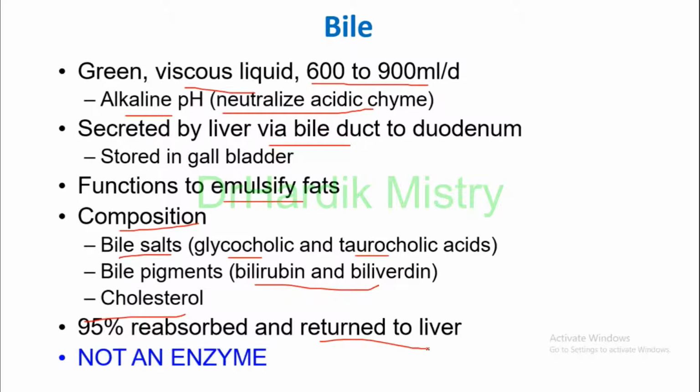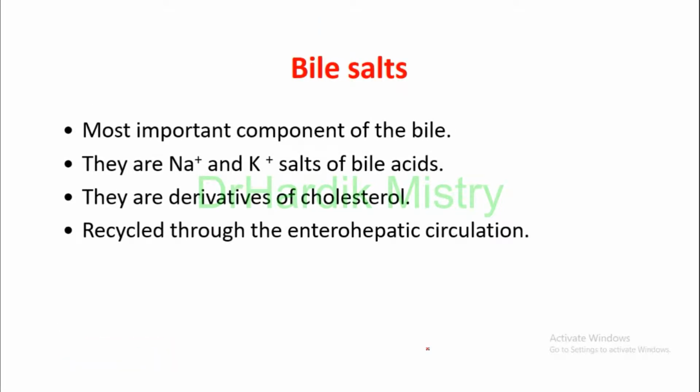Bile salts are the most important component of the bile. They are sodium and potassium salts of bile acids. These are the sodium and potassium salts of glycocholic acid and taurocholic acid, for example sodium glycocholate, sodium taurocholate, potassium glycocholate, potassium taurocholate, etc. They are derivatives of cholesterol and recycled through the enterohepatic circulation.